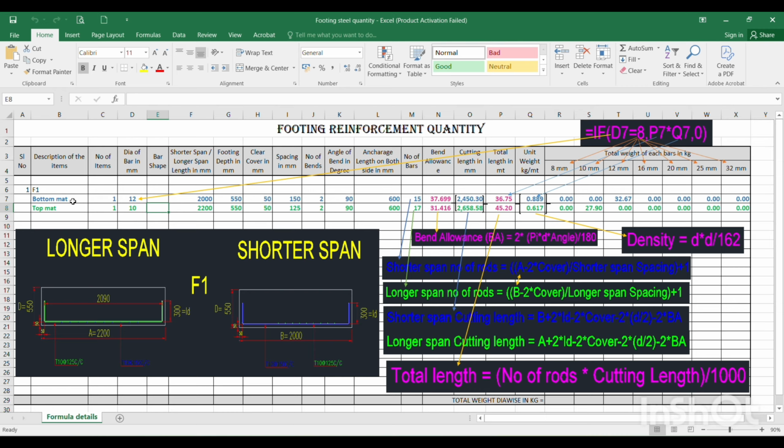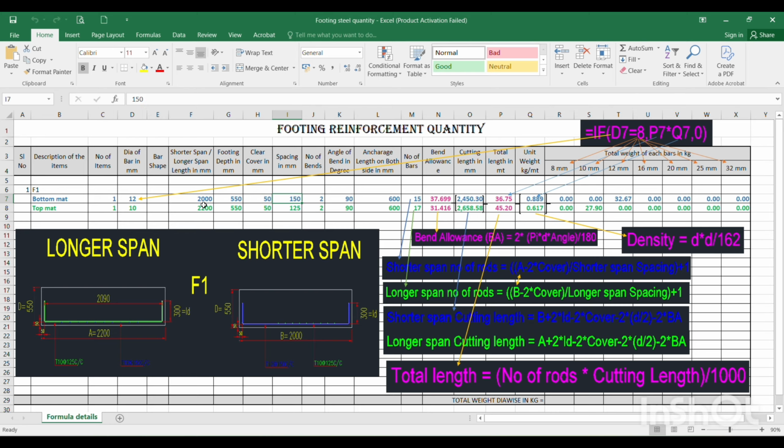And you see, this is the bottom mat. Bottom mat will come in the shorter span. Shorter span is equal to 2000 mm and longer span is equal to 2200 mm. Then depth of the footing, D is equal to 550 mm, 550 mm entered over here. And clear cover is equal to 50 mm, this 50 mm entered over here.